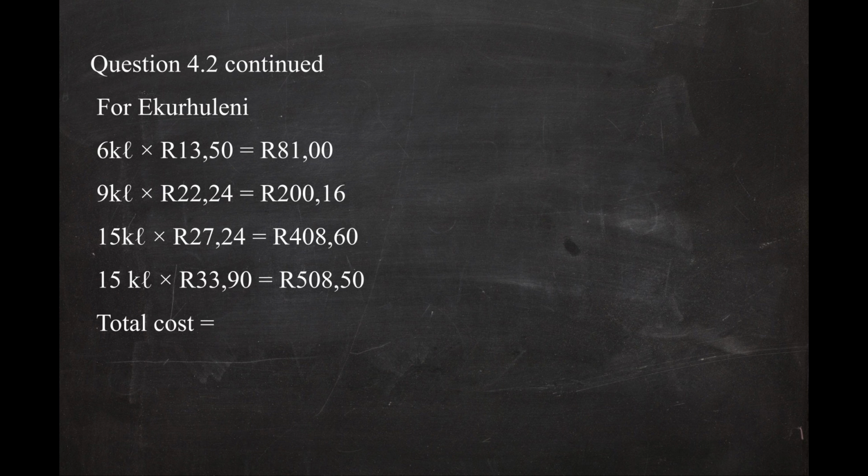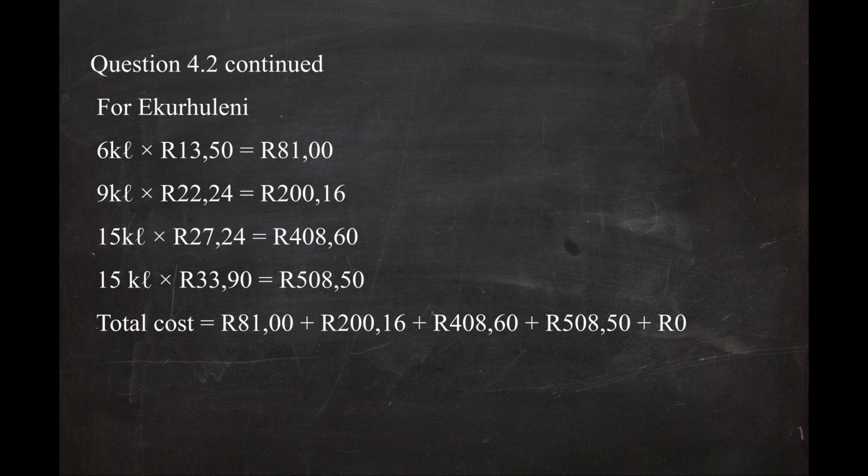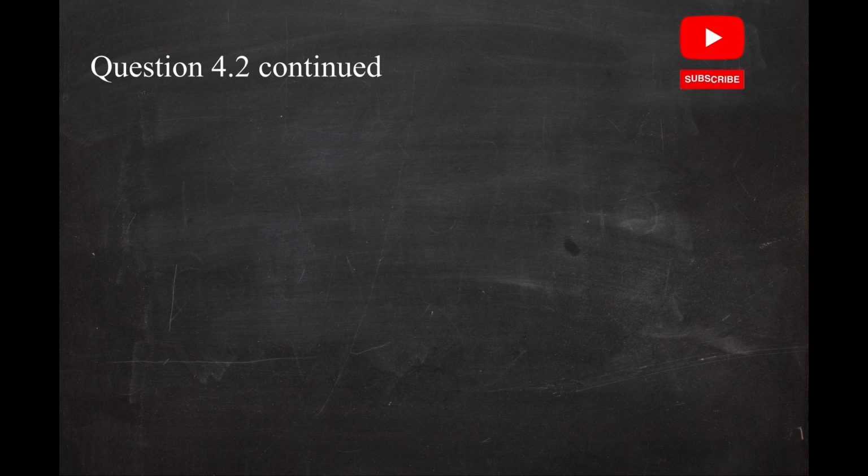Now the total water consumption cost for the usage of 45 kiloliters of water in Ekurhuleni is the sum of all 4 steps. This will give us a total cost of 1,198 Rand 26 cents. Note that there is no fixed monthly cost for Ekurhuleni. Now that you have calculated the monthly charge for both Cape Town and Ekurhuleni, you have to find the difference between the cost between these 2 areas.